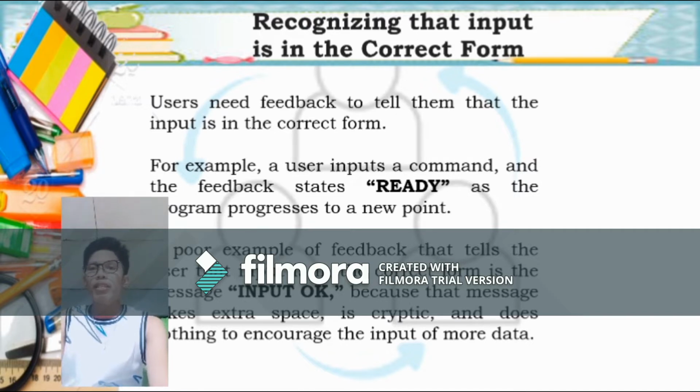So next is recognizing that input is in the correct form. Users need feedback to tell them that the input is in the correct form. For example, a user inputs a command and the feedback states ready. As the program progresses to a new point, a poor example of feedback that tells the user that input is in the correct form is the message input OK, because that message takes extra space, is cryptic, and does nothing to encourage the input.